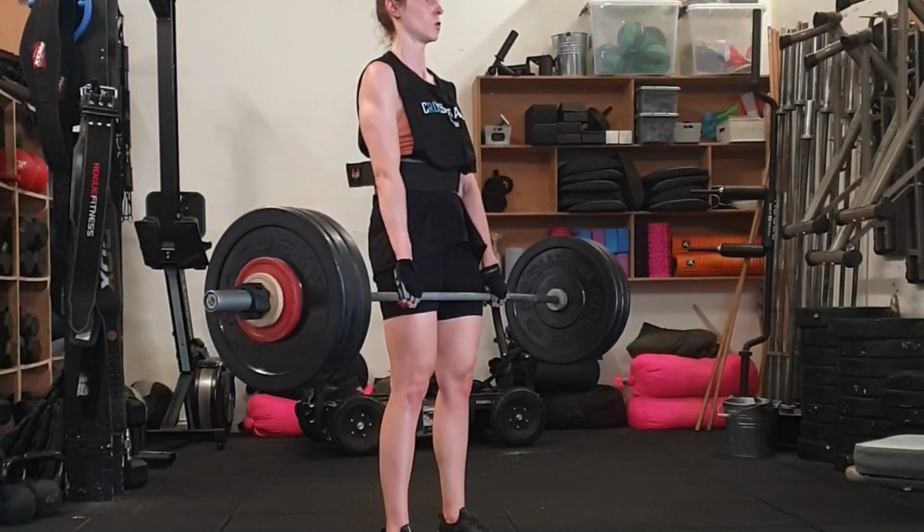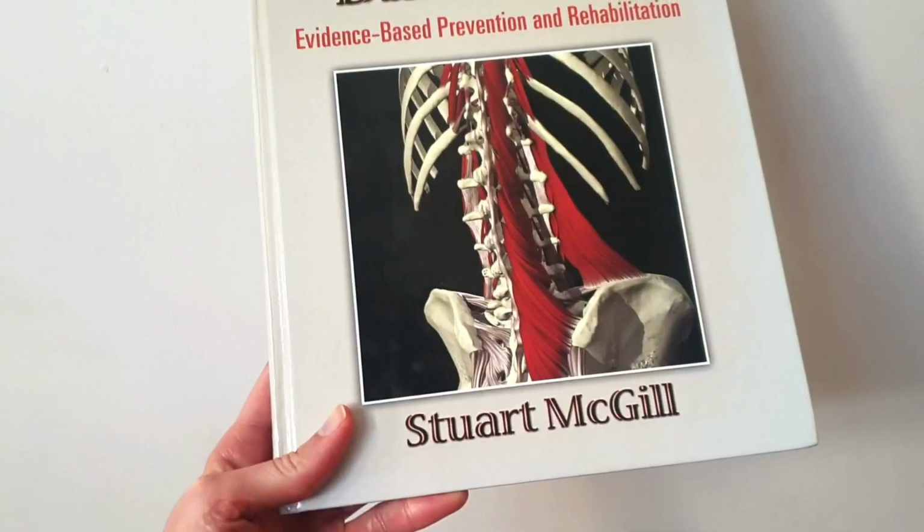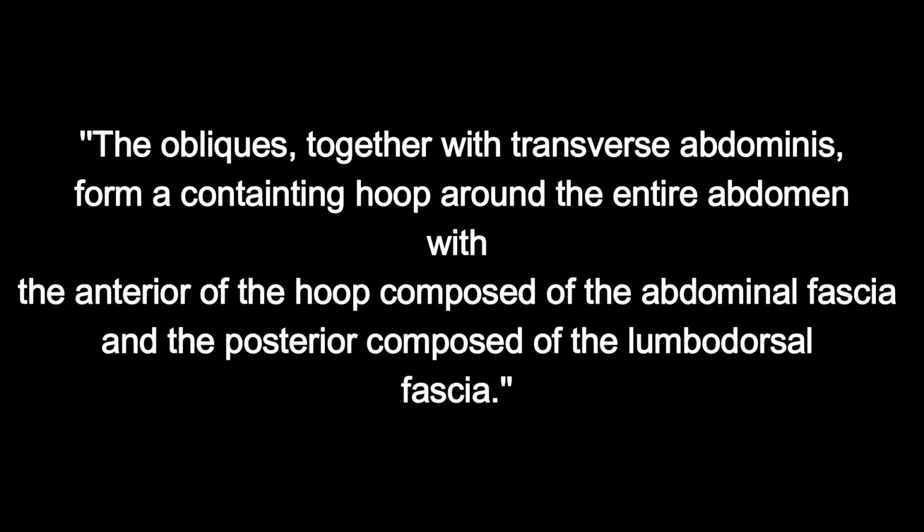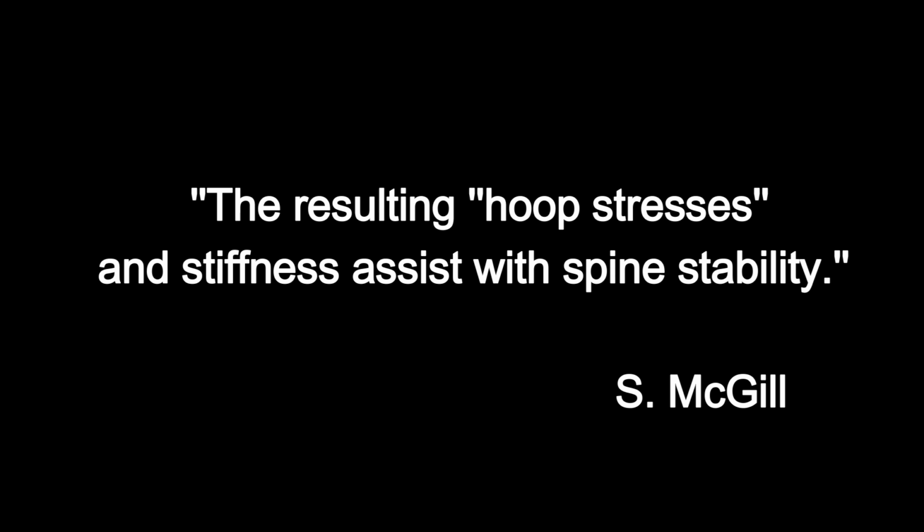Stabilization of the spine, pelvis and rib cage is important to prevent injury. So when you're deadlifting or squatting, you can maintain a really strong lower back. And Stuart McGill talks about this a lot in his book. He says the following, quote, "The obliques, together with transverse abdominis, form a containing hoop around the entire abdomen, with the anterior of the hoop composed of the abdominal fascia and the posterior composed of the lumbodorsal fascia. The resulting hoop stresses and stiffness assist with spine stability."